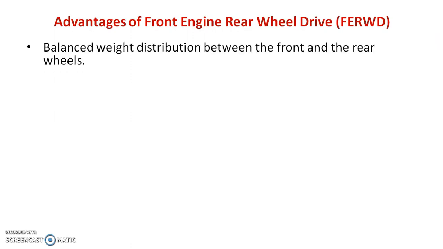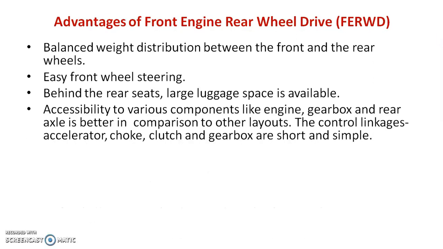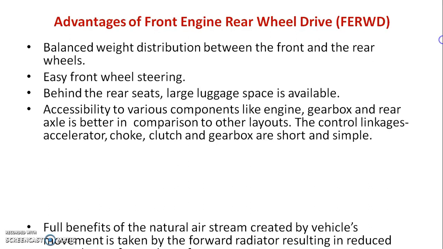Let us see what are the advantages of front engine rear wheel drive. Balanced weight distribution between the front and the rear wheels. Easy front wheel steering. Behind the rear seats, large luggage space is available. Accessibility to various components like engine, gearbox and rear axle is better in comparison to other layouts. The control linkages, accelerator, choke, clutch and gearbox are short and simple.